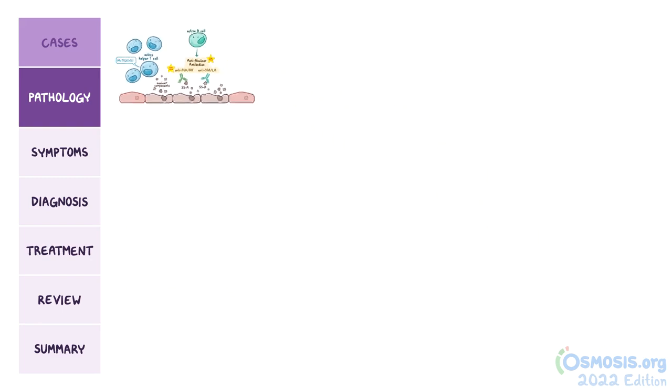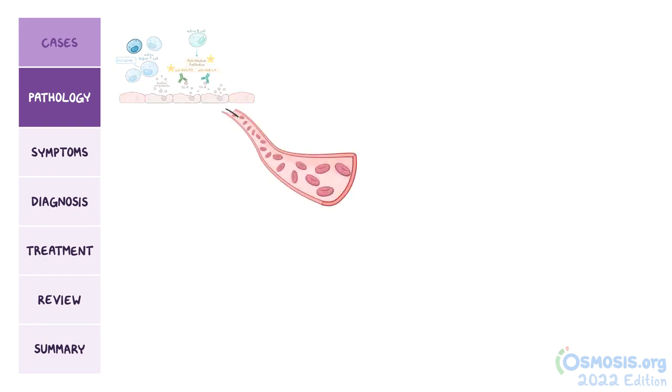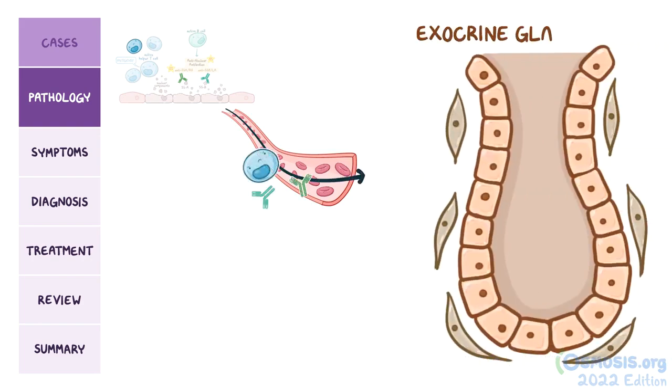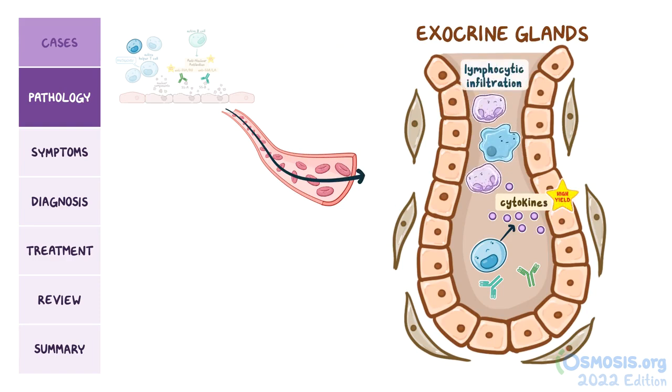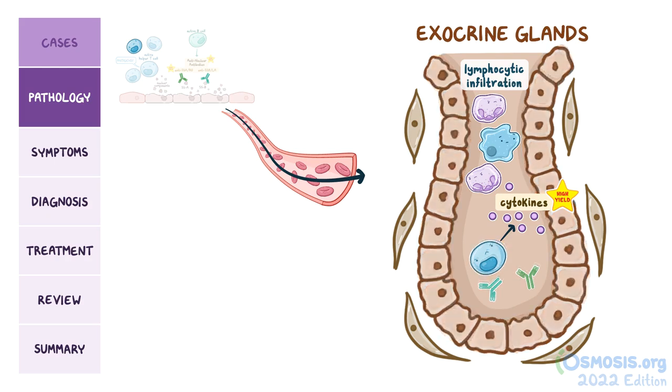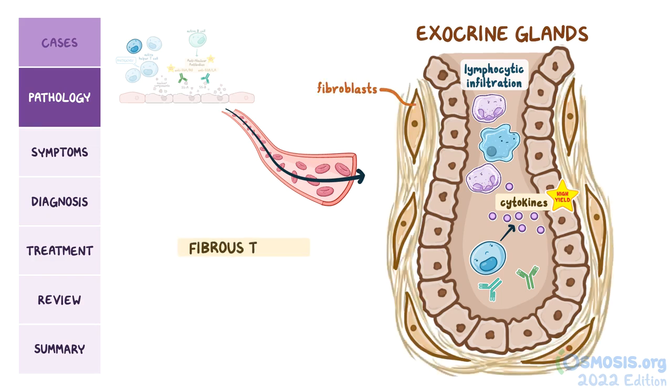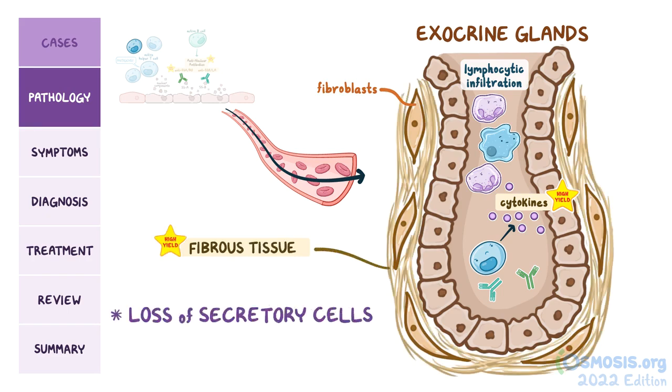Next, both T cells and antibodies enter the circulation and reach the exocrine glands, where activated T cells secrete cytokines to recruit even more immune cells. This results in lymphocytic infiltration of the exocrine glands, which ends up damaging the exocrine gland tissue. Eventually, the secreted cytokines also activate fibroblasts, which produce fibrous tissue that replaces the damaged tissue. The end result is a loss of secretory cells in the glands.